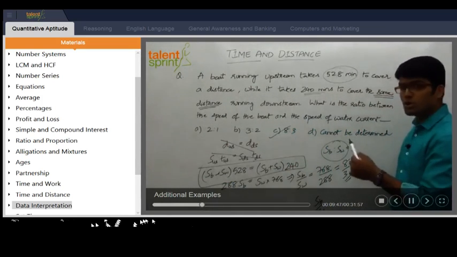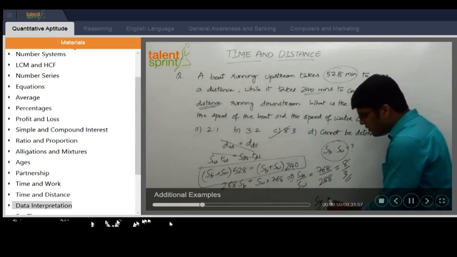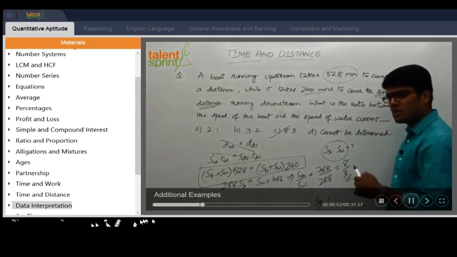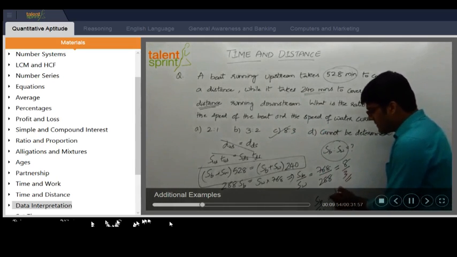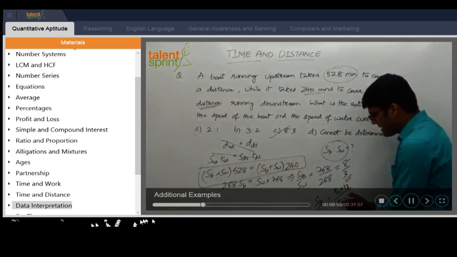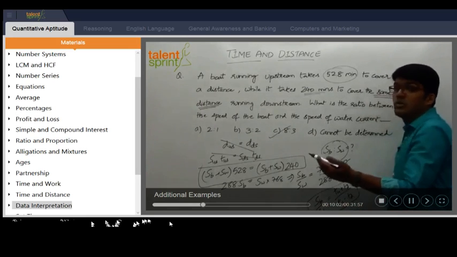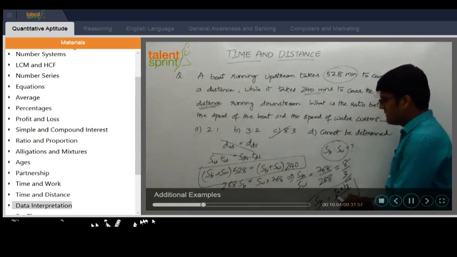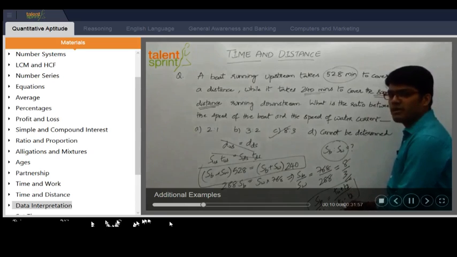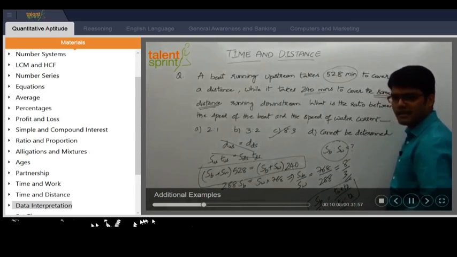But if you really look for a shortcut formula, what do you say? Speed of the boat by speed of the water. The ratio of these two speeds can be taken as time taken upstream plus time taken downstream divided by time taken upstream minus time taken downstream. Simplify this and get an answer. So maybe it looks easier in that case, right? 528 plus 240, 528 minus 240. Simplify and get an answer.